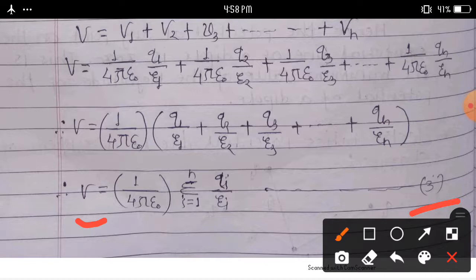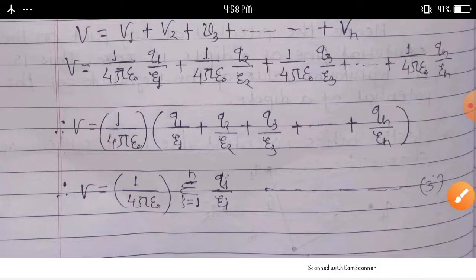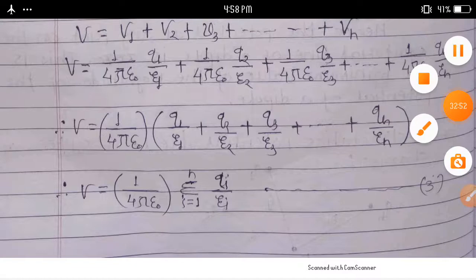Some questions on this topic: obtain an expression for electric potential due to a system of charges. In this way we complete three points: electrical potential due to a point charge, electrical potential due to an electric dipole, and third, electrical potential due to a system of charges. Today we stop here. Thank you.